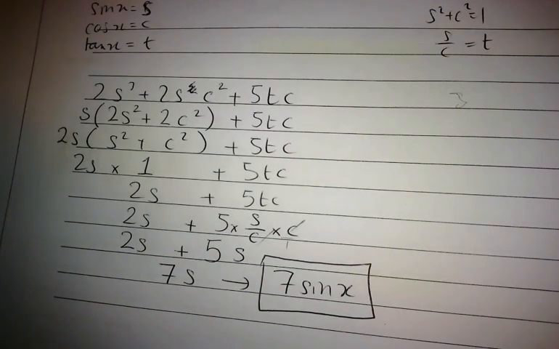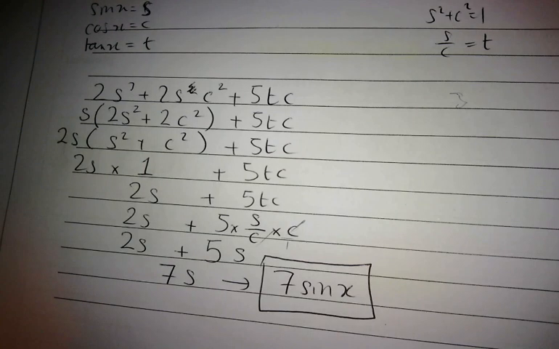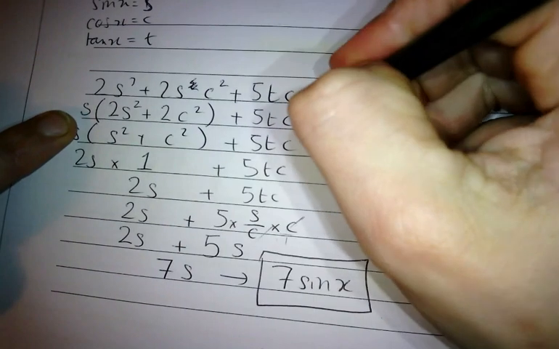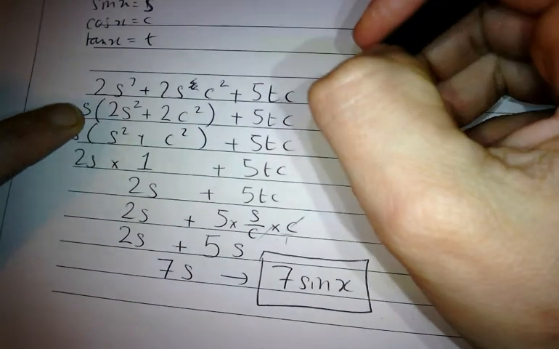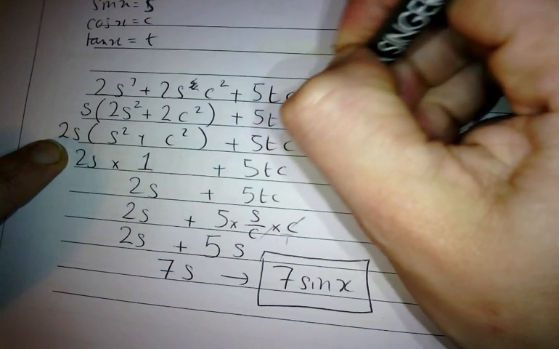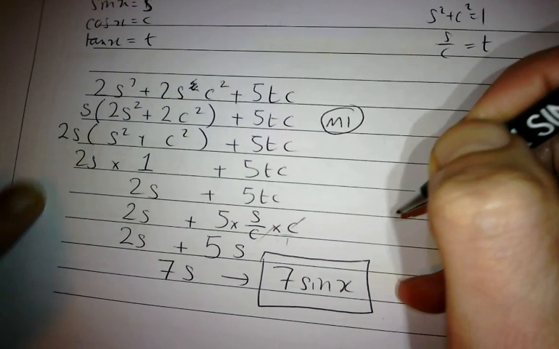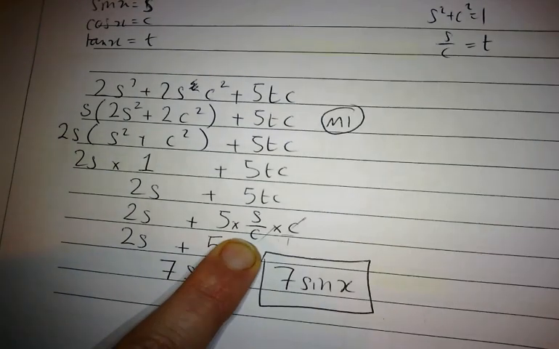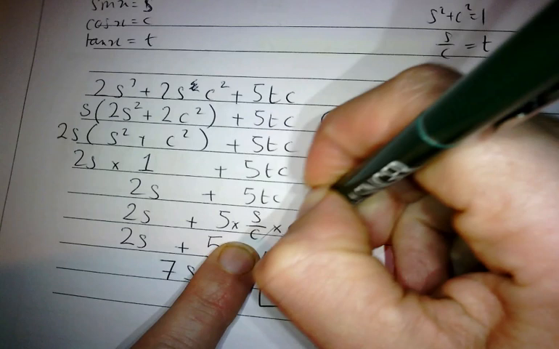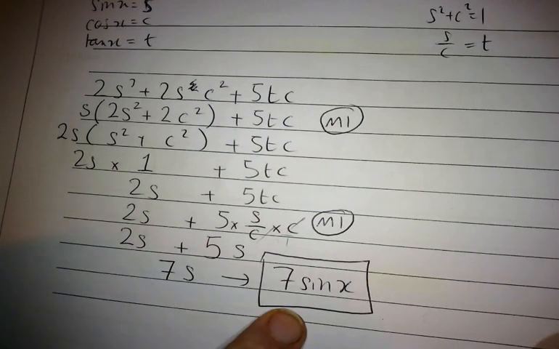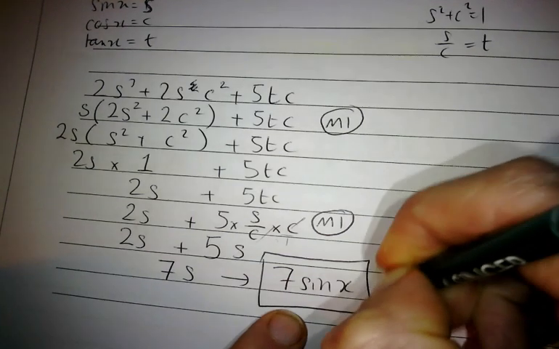You would get 1 mark for getting up to this stage, where you've pulled out a factor of sine, or this stage where you've pulled out a factor of 2 sine. You would get 1 mark for rewriting tan as sine over cos. And your final step is for getting to 7 sine x as your final answer.